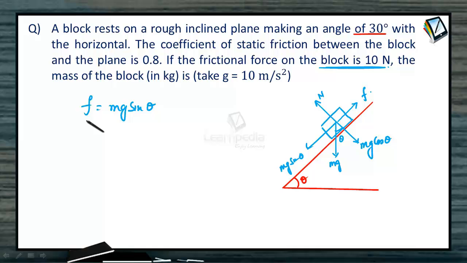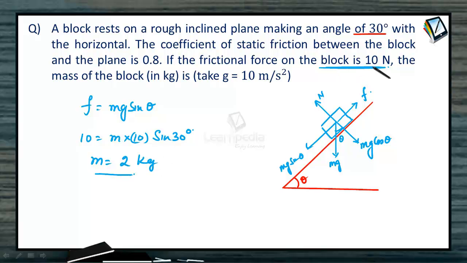So let us substitute the values here. F is 10, the mass of the block is m, let us take g as 10 meter per second squared, into sine of angle theta, where theta is equal to 30 degrees. So simply, upon solving, the mass of the block will come out to be 2 kg.